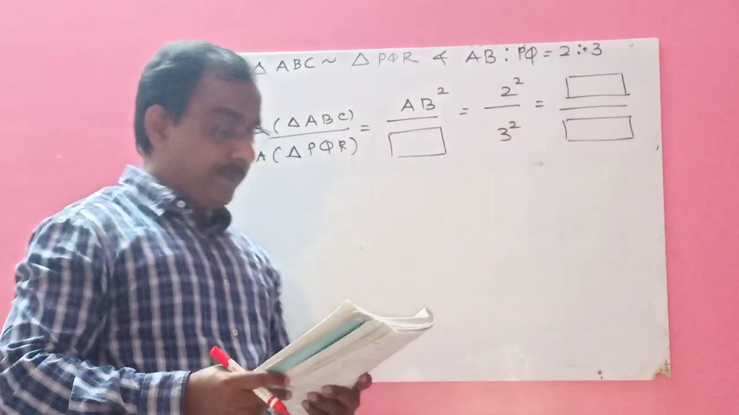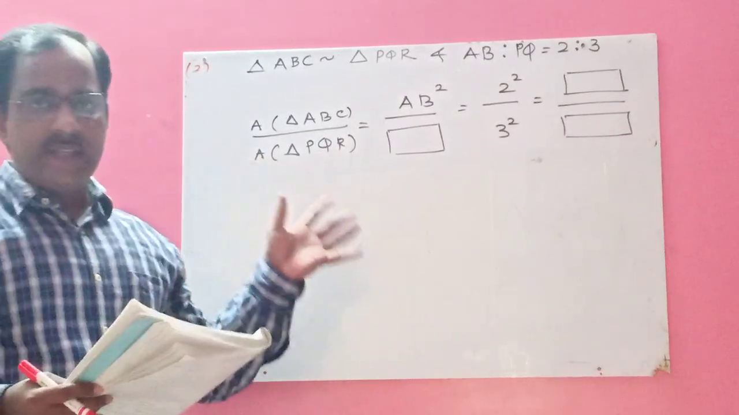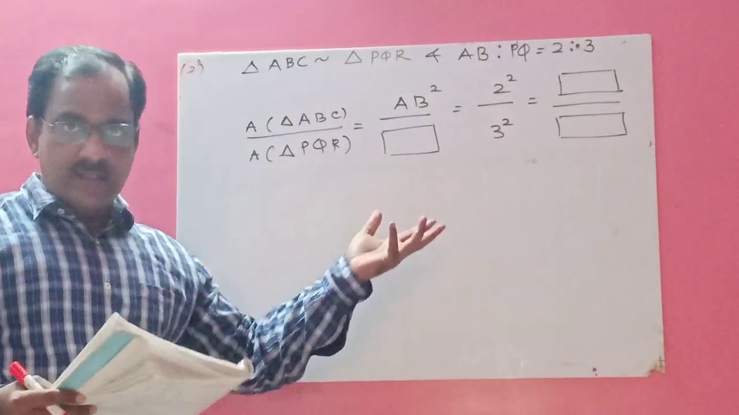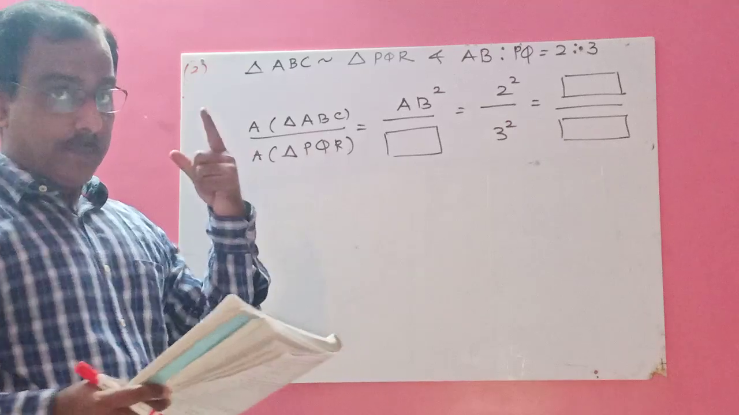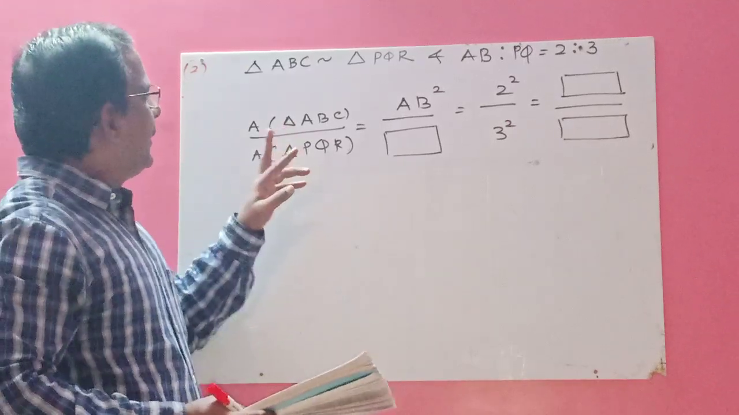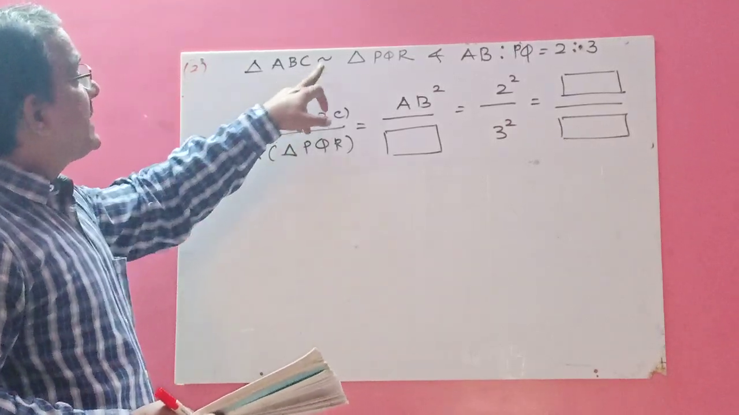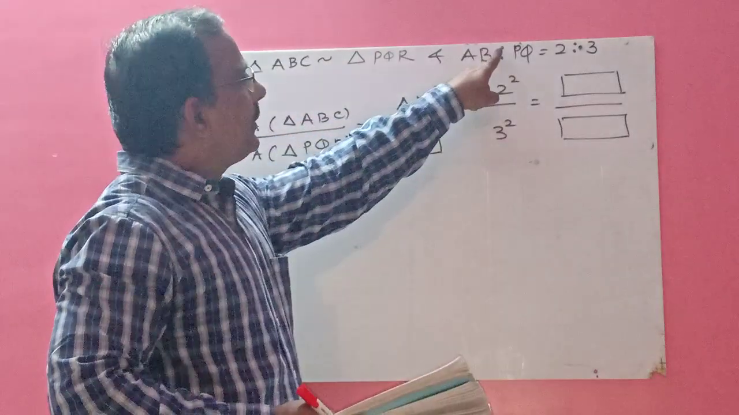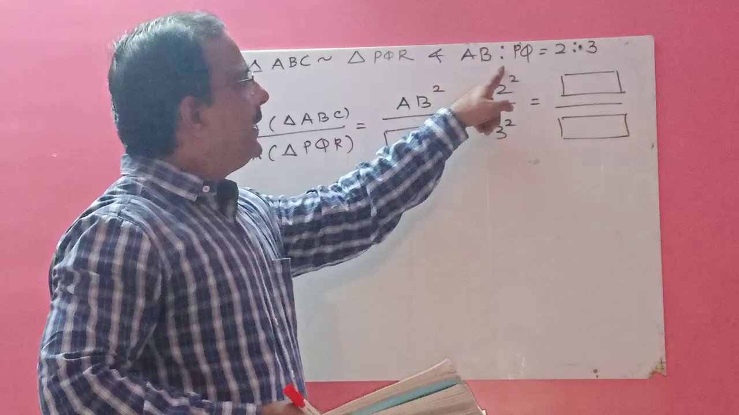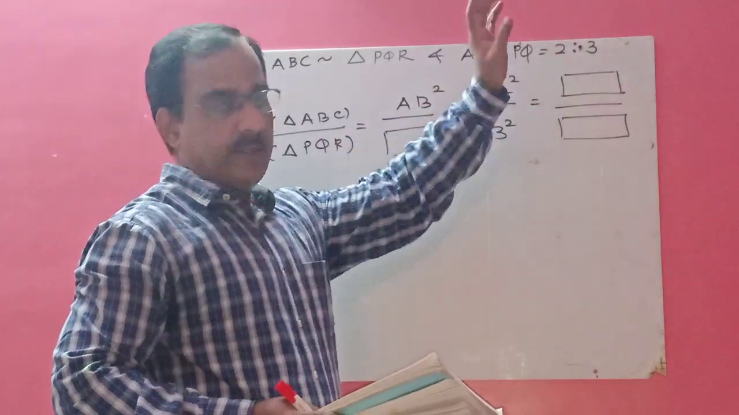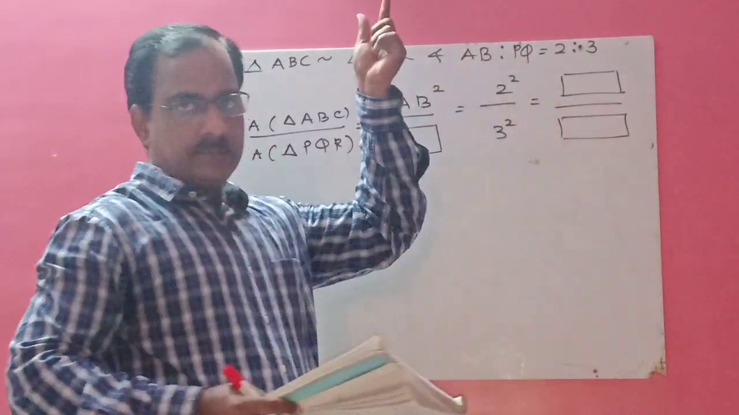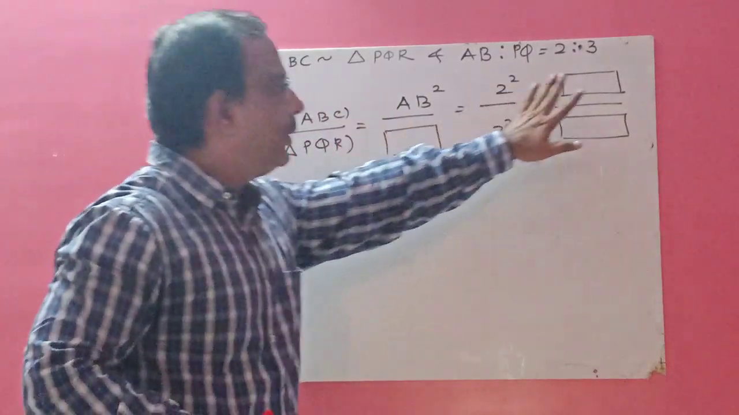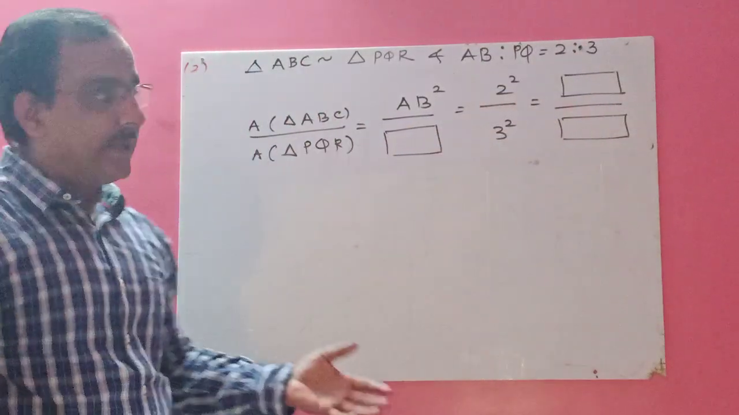Second sum, children. Simple, very simple. This can come for 2 marks. As an activity based question I told you, question number 2, right? Here triangle ABC is similar to triangle PQR, given. AB to PQ is given as 2:3. Corresponding sides are given in the ratio 2:3. Only you have to fill these boxes, and it's a simple sum.